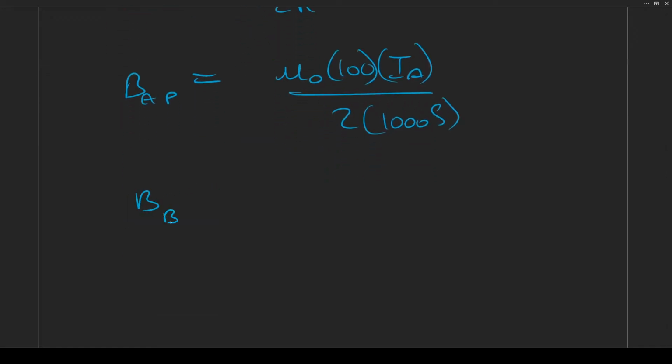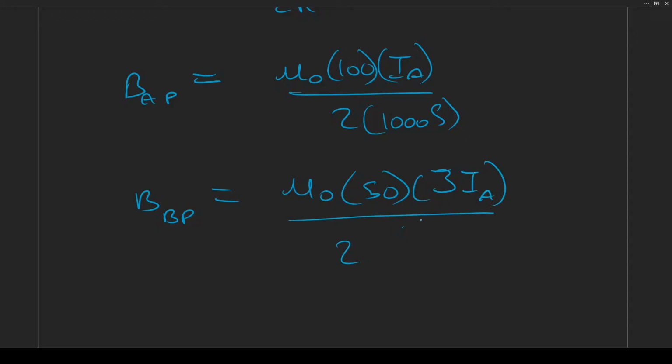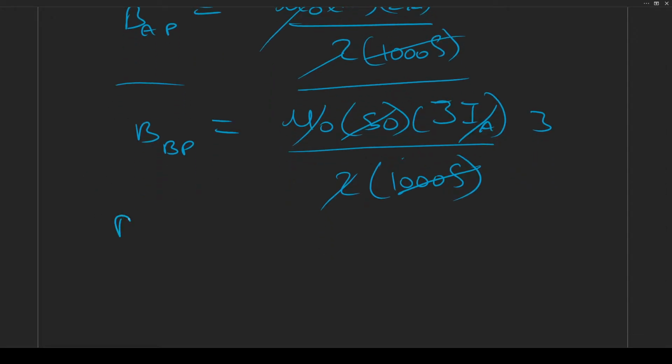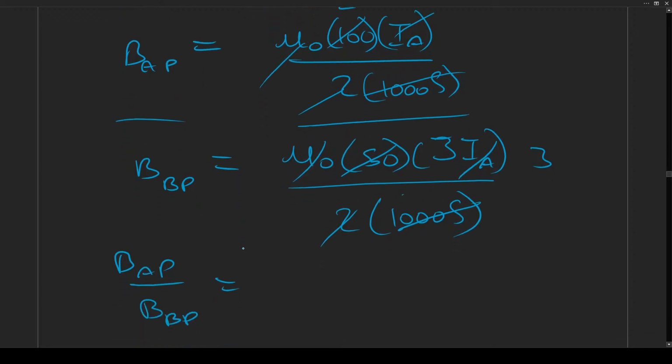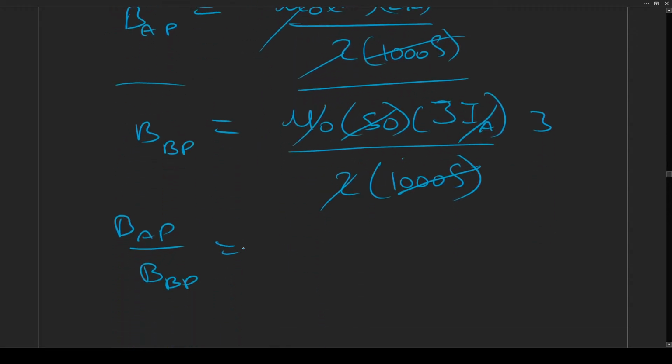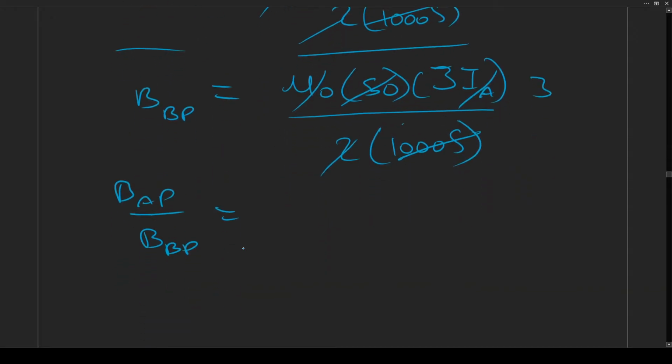And B_BP is equal to mu naught times 50 by 3 times I_A by 2 times 3000 rho. In the division, mu naught cancels, 2 cancels, I_A cancels, 1000 rho cancels. Now I get B_AP by B_BP is equal to 2 by 9.